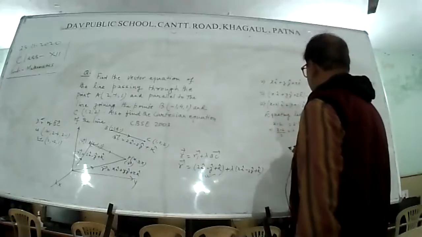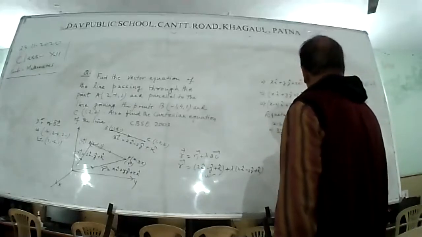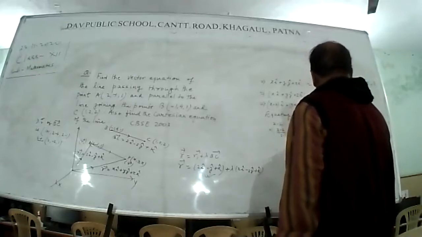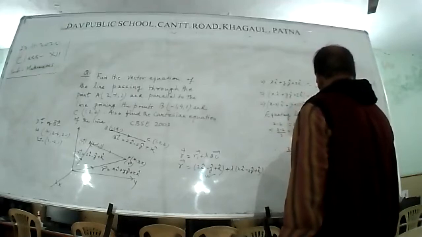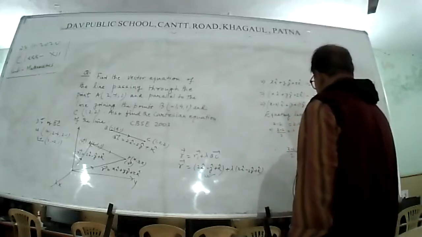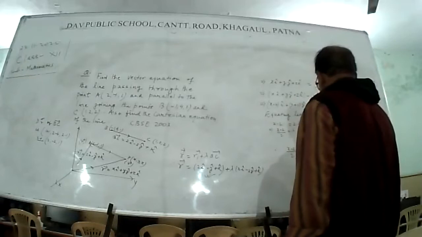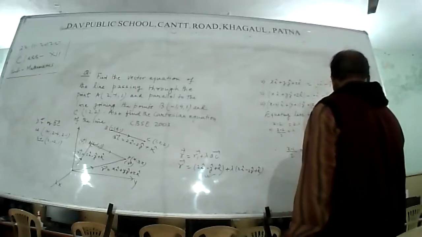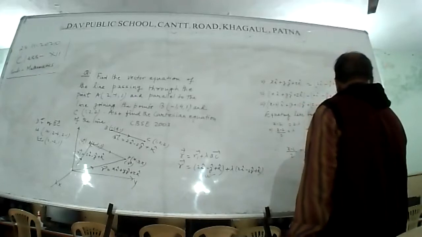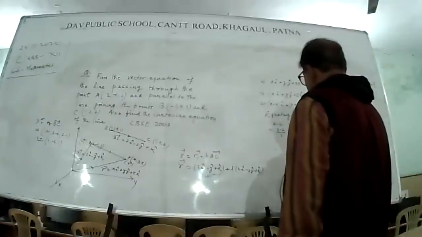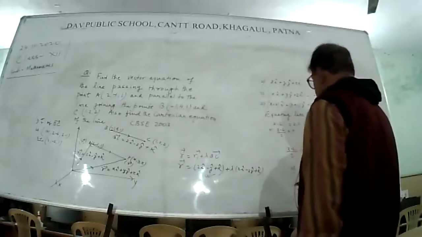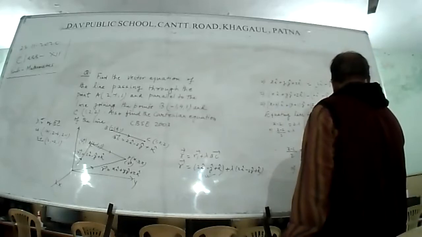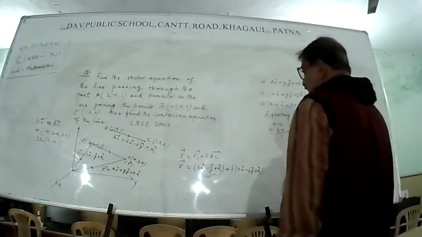Therefore, (x minus 2) by 2 is equal to (y plus 1) by minus 2 is equal to (z minus 1) by 1 is equal to lambda. This is the required Cartesian equation of the line.